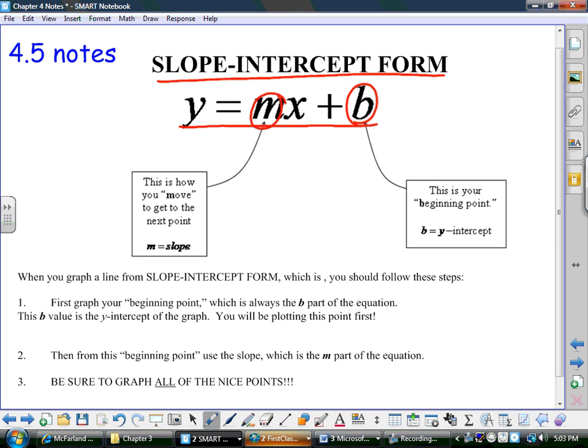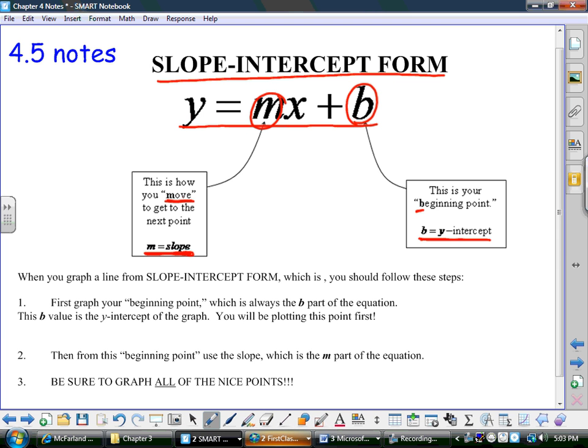The m is how you move to get to the next point, and the m, like we learned in the last section, is the slope of the line. The b value is the beginning point on the line, and mathematically speaking, the b is the y-intercept.